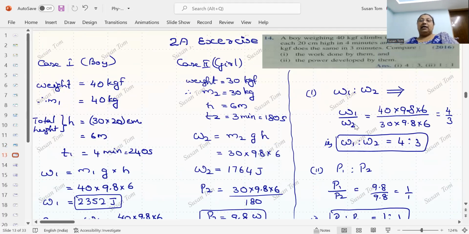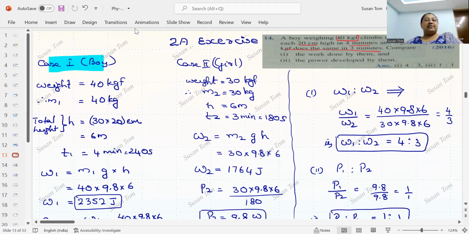Question number 14. A boy weighing 40 kgf climbs up a stair of again 30 steps each with 20 centimeter height in 4 minutes. And a girl weighing 30 kgf does the same in 3 minutes. Compare. This is a board question, 2016 question. Compare the work done by them and the power developed by them.